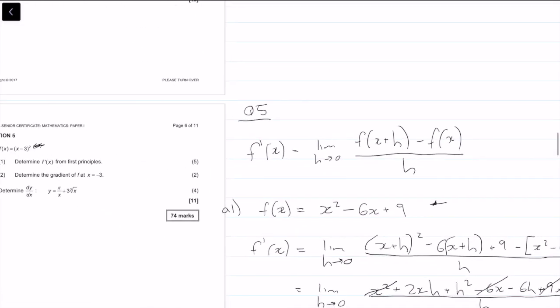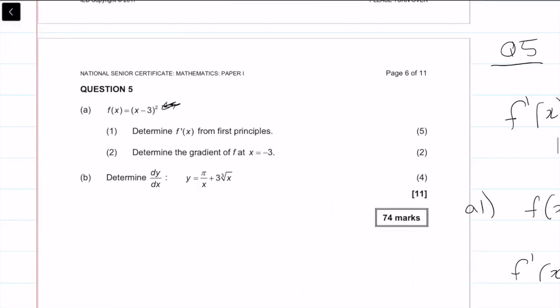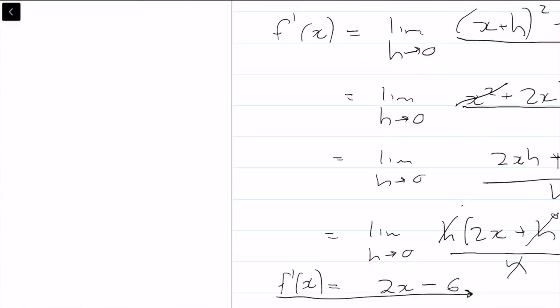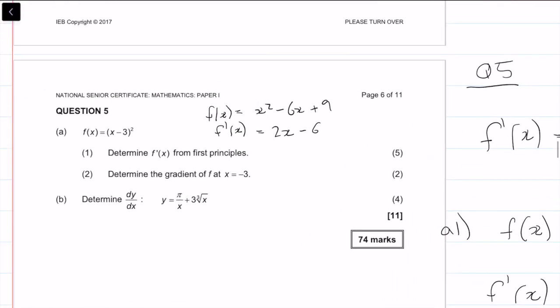Okay, we also know of a very quick and simple way of doing this question. So if we start off with f of x is equal to x squared minus 6x plus 9, and then we say f dash of x, and we use our quicker rule, the power rule, so that becomes 2x, and you drop the exponent by 1, and that's minus 6, and that is exactly the answer that we got. So that's a quick check to make sure that you get all 5 marks.